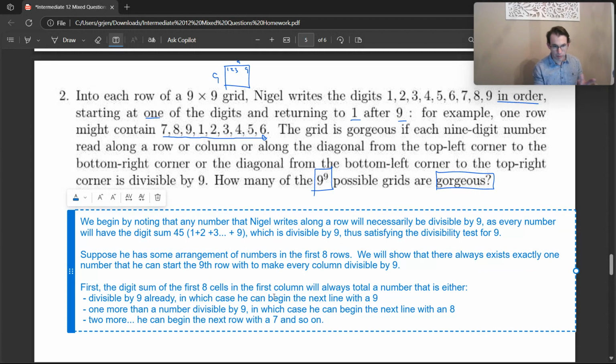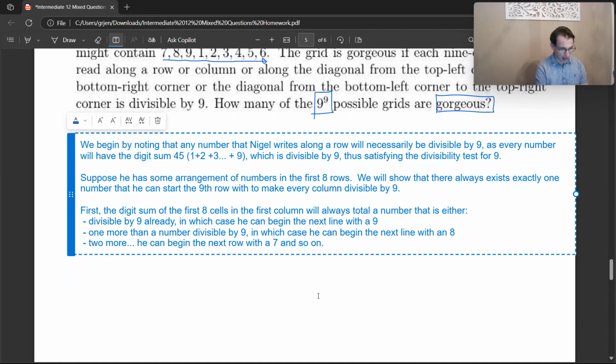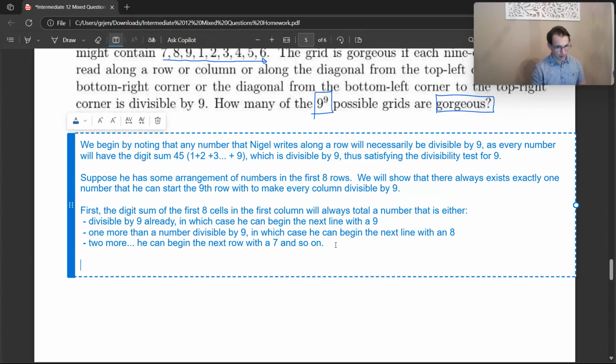So that takes care of that first column. But one thing you'll notice is once that first column is taken care of, every other column is taken care of. Okay? And we can explain that with modular arithmetic. So what does that look like?